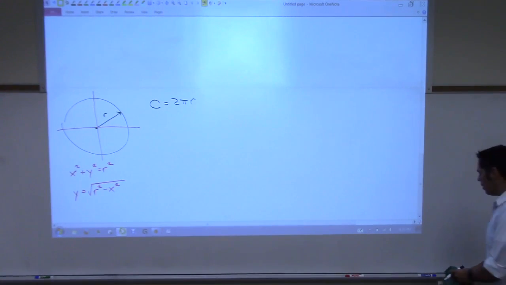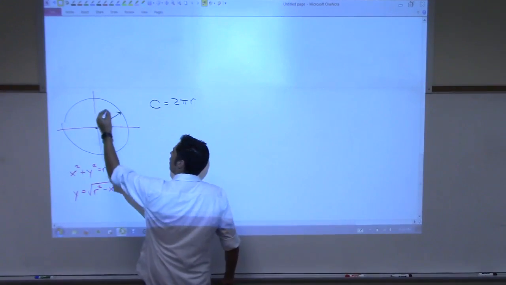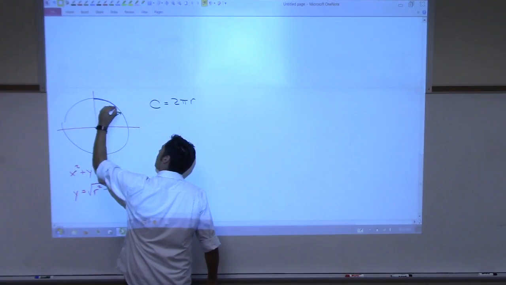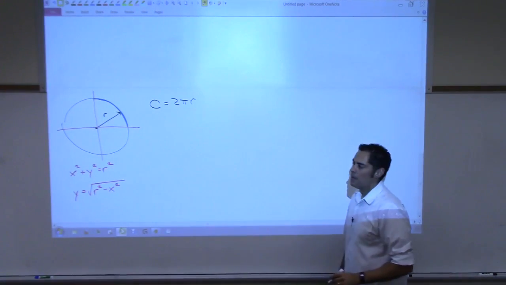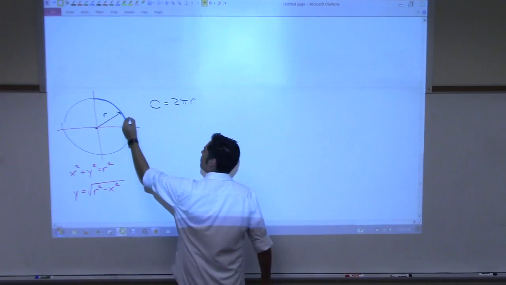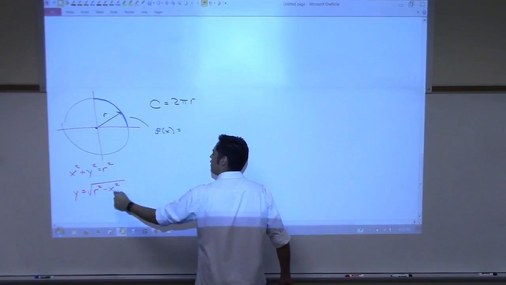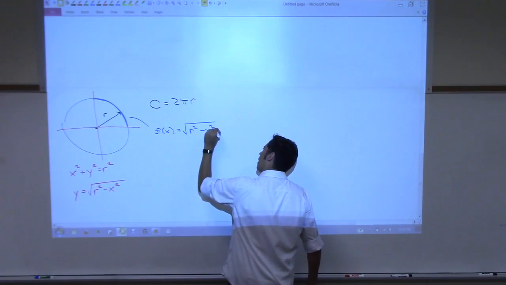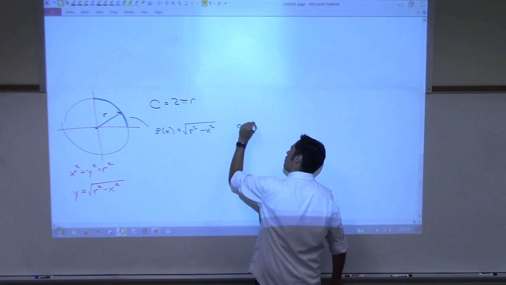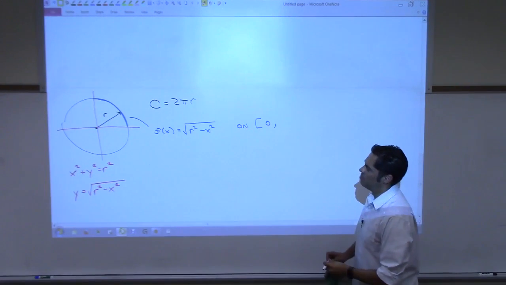So, what I'm going to do, see if I can convince you of this. I'm just going to look at this first little quarter of the circle right there. I know that I can draw that piece of the circle using the function f of x is equal to this. And I can do that on this interval, 0 to, what is that? 0 to what?